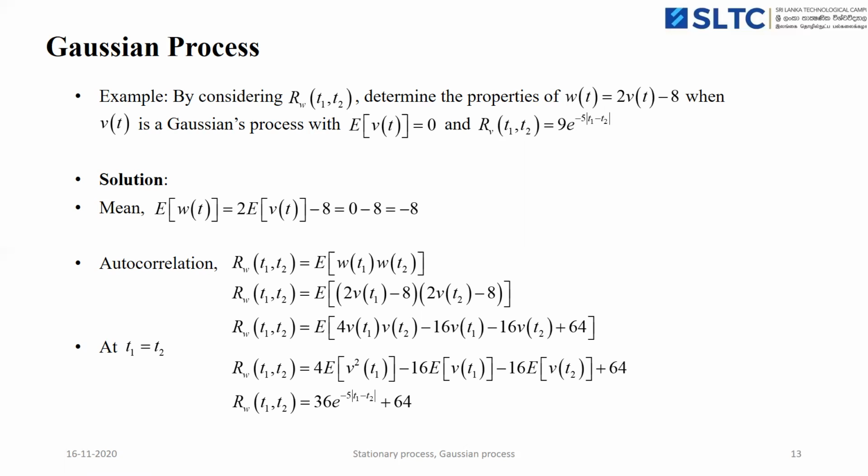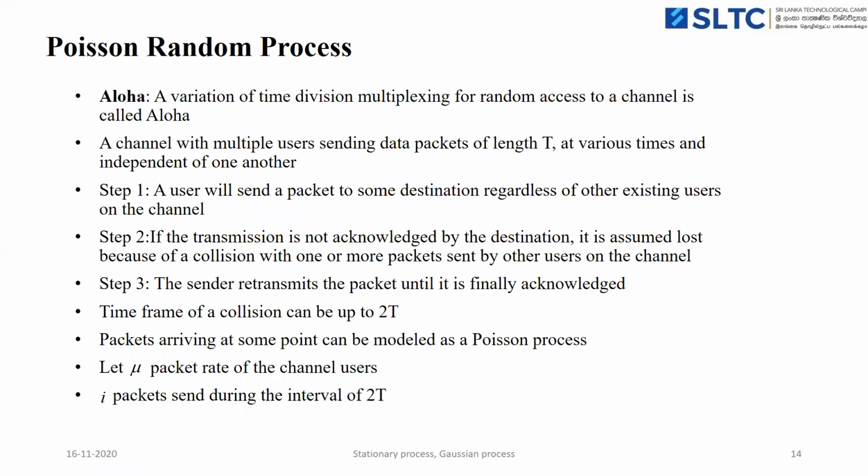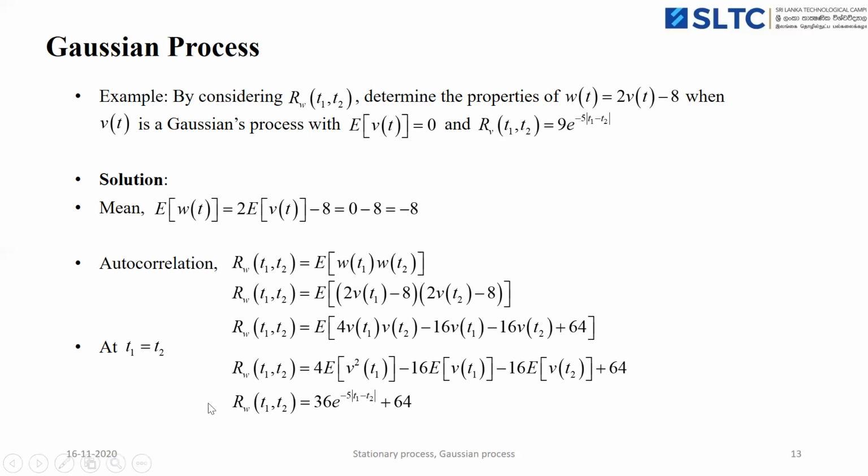Even we can simplify here: at t1 equal to t2, that exponential term also becomes 0. So 36 plus 64 equals 100. So finally we are getting 100 as the autocorrelation function. Here I forgot to simplify that term, substituting t1. Okay.